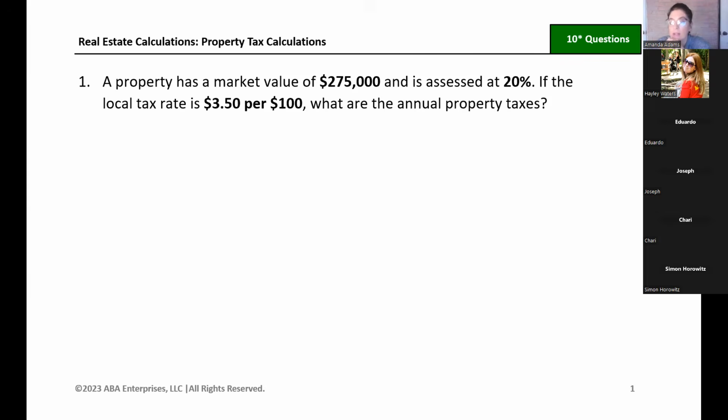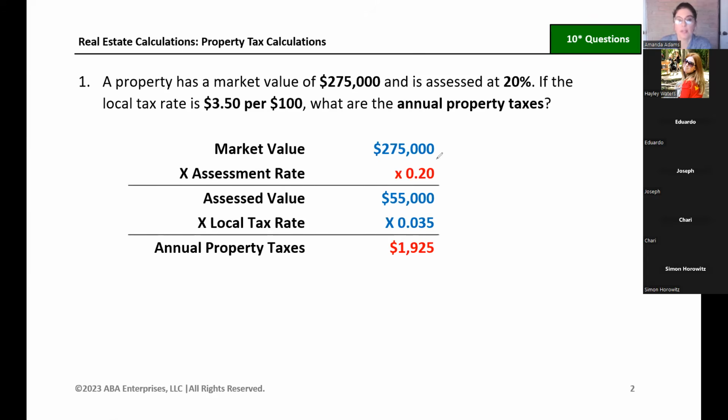Okay, looking good. You guys are all telling me it's $1,925. Okay, looks good. All right, let's see what we got. We're gonna start with $275,000. Let's multiply by 20%. That will give us an assessed value of $55,000. And then our local tax rate is $3.50 per 100. And that converts to 0.035. That's what I got. I got $1,925.